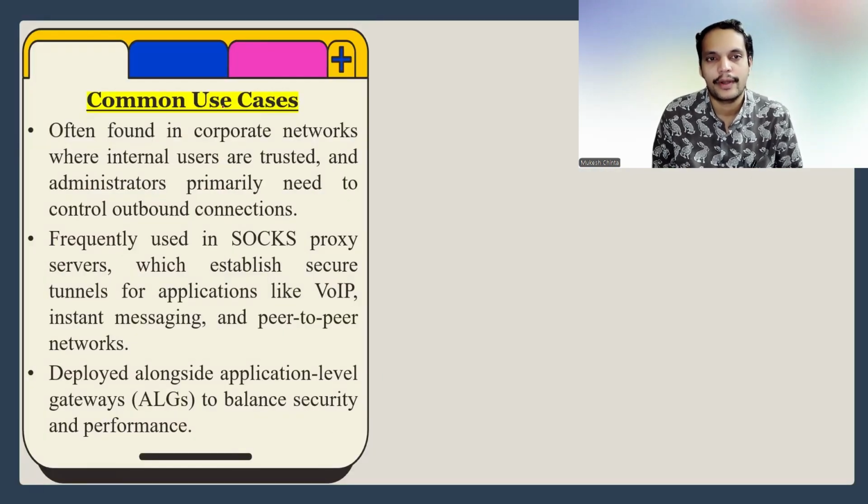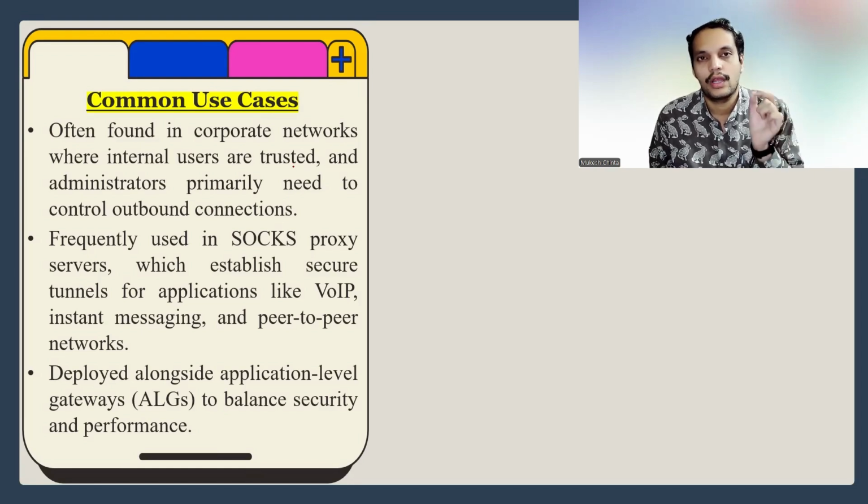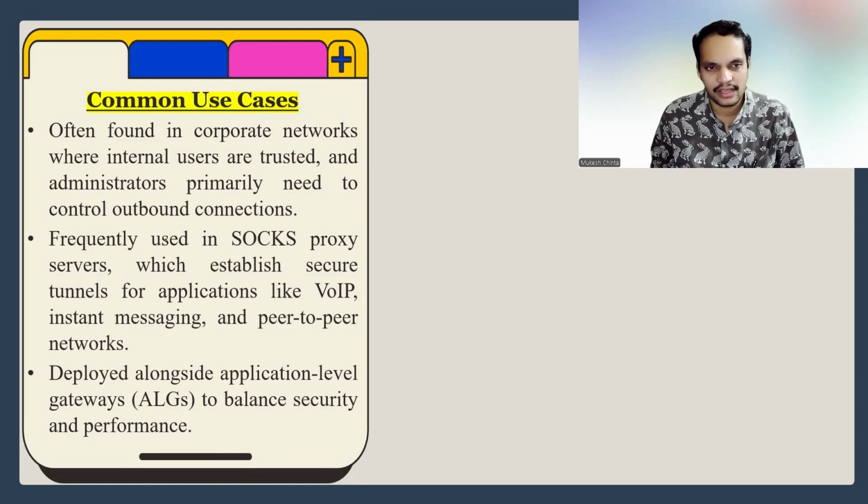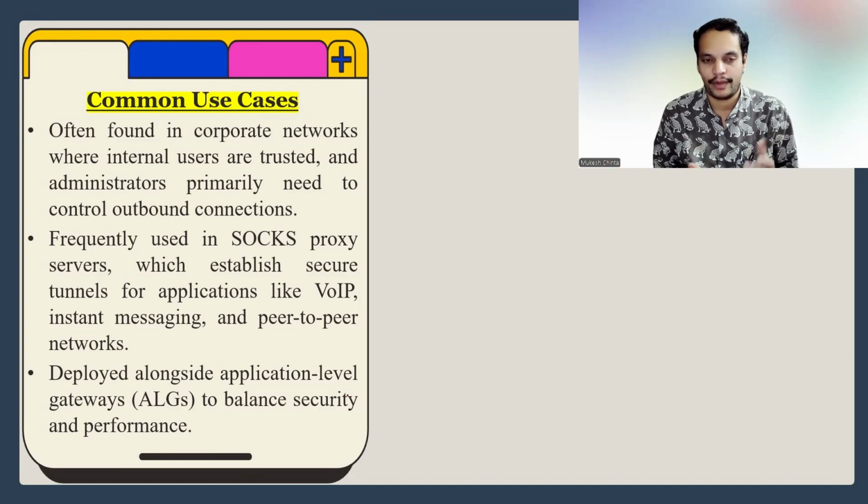These are some of the common use cases of CLGs. They are often found in corporate networks where internal users are trusted and administrators primarily need to control outbound connections rather than verifying the internal people. These CLGs are also frequently used in SOCKS proxy servers, which establish secure tunnels for applications like VoIP, instant messaging, and peer-to-peer networks. They are also deployed alongside ALGs to balance security and performance.